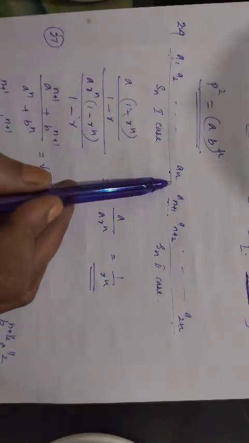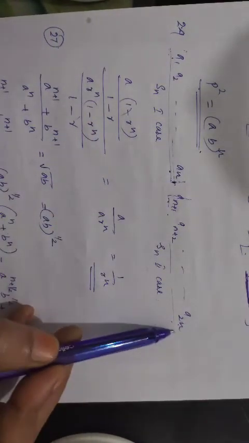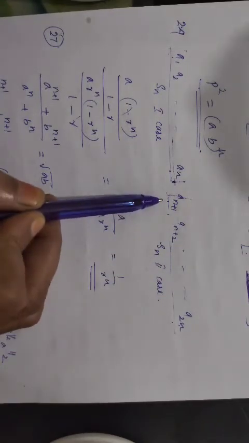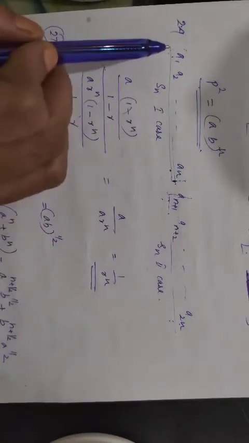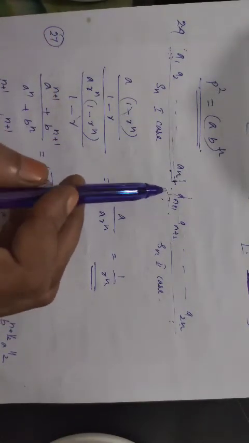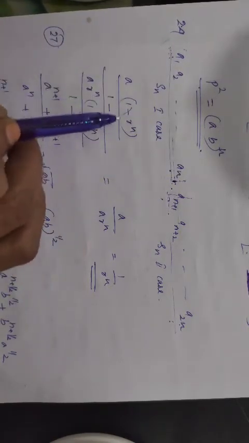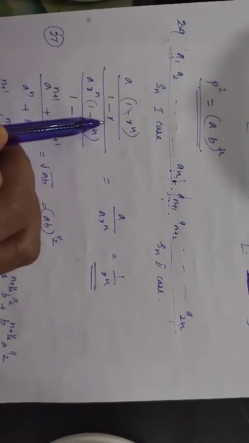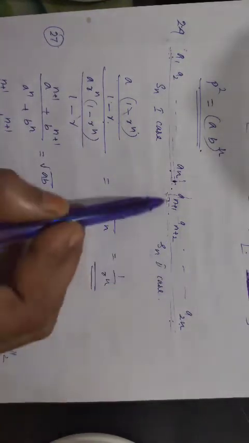Here a1 to an means first n terms in the first case. Second case again n terms, but the first term is an plus 1, the last term is 2nth term. Okay, here first term a1, number of terms n. Okay, then how will you calculate the sum of n terms of a GP? A into 1 minus R raised to n by 1 minus R.